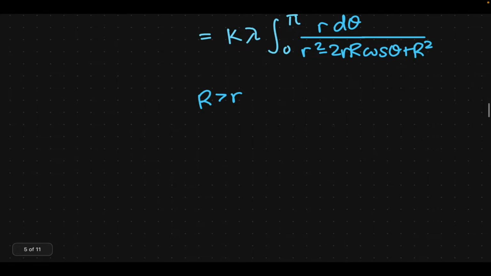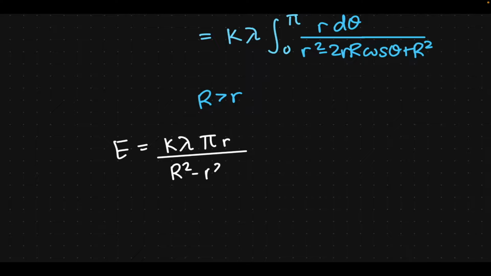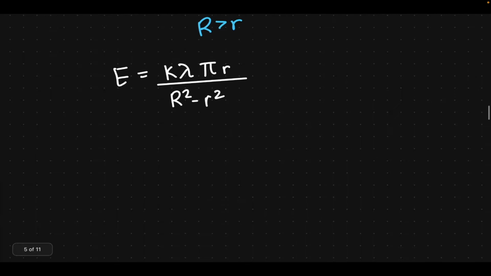So when we do that, we actually see that the electric field becomes k lambda pi r, because r is a constant, divided by R squared minus r squared. Fair enough. What's interesting and what physicists do all the time is see the limit as r goes to infinity of the electric field, and that indeed vanishes.